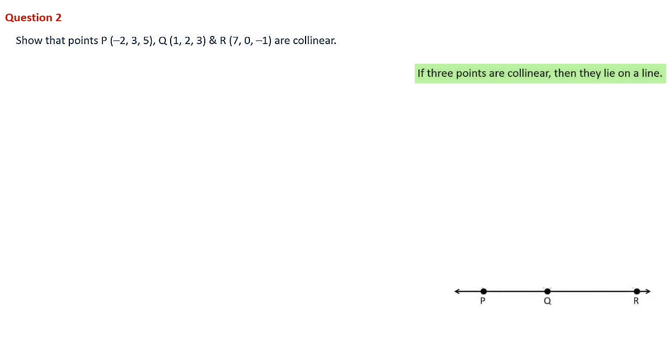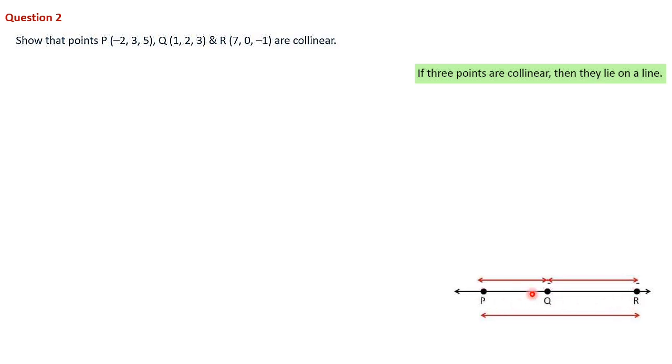See, there is a straight line. Suppose these 3 points are lying on the same straight line. This point we can consider as P, this one we can consider as Q, and this one we can consider as R. And PQ distance we can calculate, and then QR distance also we can calculate. Then if you add this PQ and QR, we should get the entire PR length. Then we can say that these 3 points are collinear.